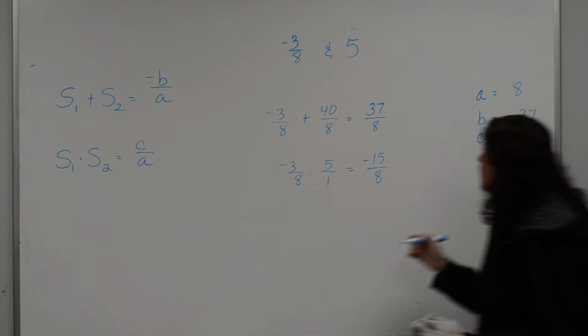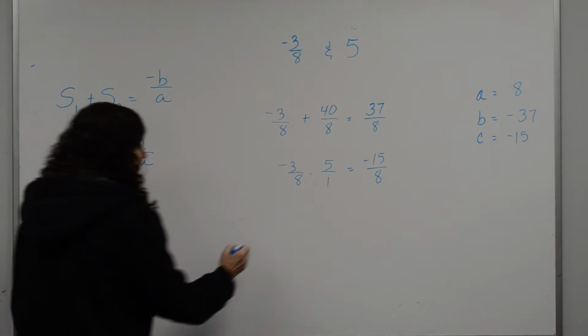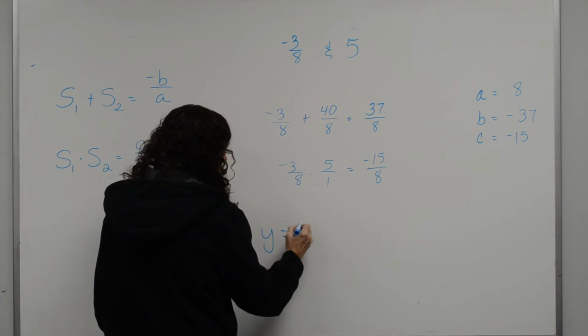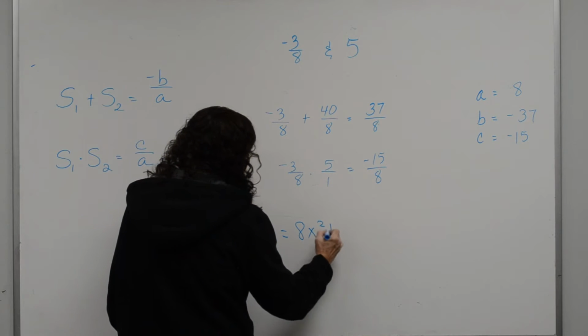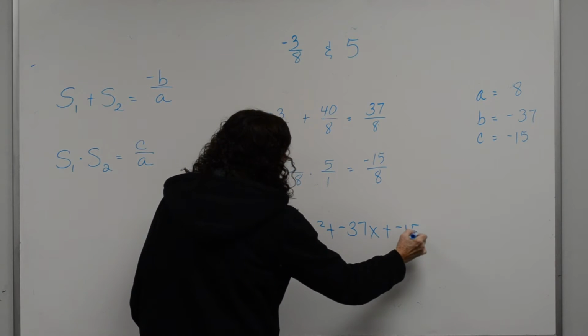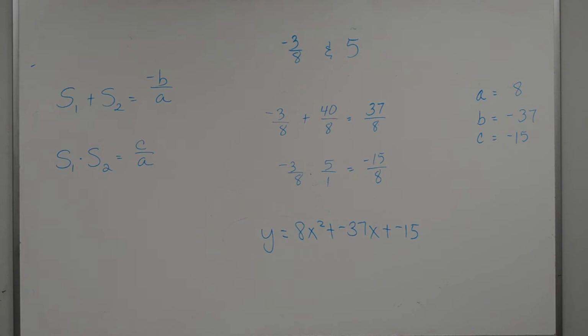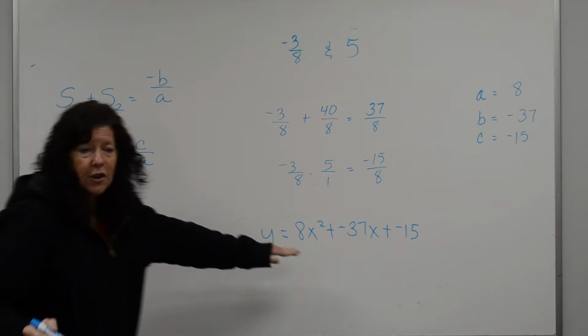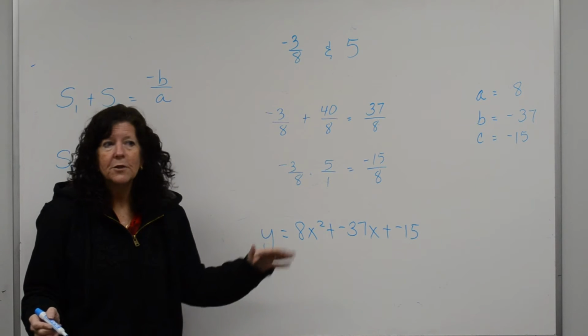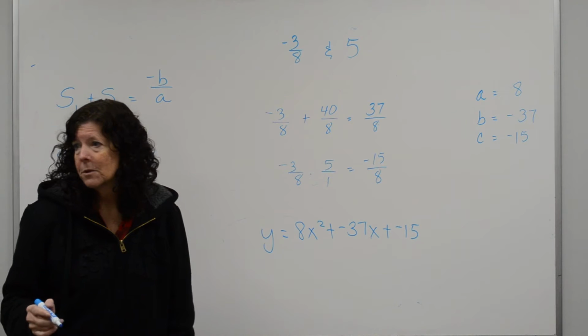All right, so then I come down here. I'm not done until I write the equation. So I can write the equation as y equals 8x squared plus negative 37x plus negative 15. And that's going to be my answer. Do you understand that if I took that and solved it by doing the quadratic formula or any of the other 3 ways, I would get those 2 numbers?